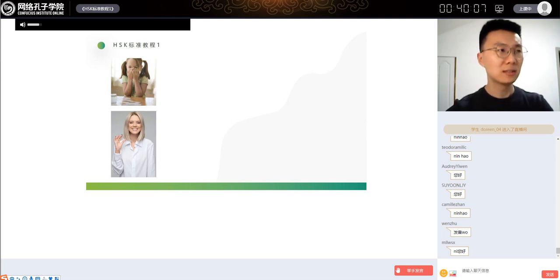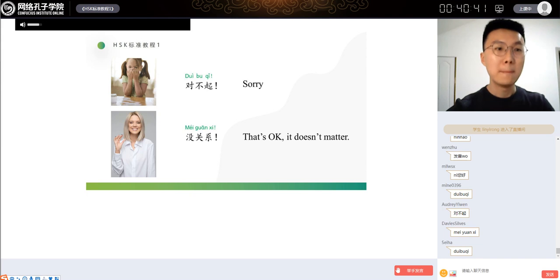Okay, let's look at this picture. This girl, maybe she did something wrong. She knocked over the milk. So in this case, what should she say to her mother? She should say sorry, right? Now how to say sorry in Chinese? 对不起。But her mother said, it's okay, it's no problem, doesn't matter. So her mother should say, yes, good, 没关系。对不起，没关系。Let's listen to the dialogue.